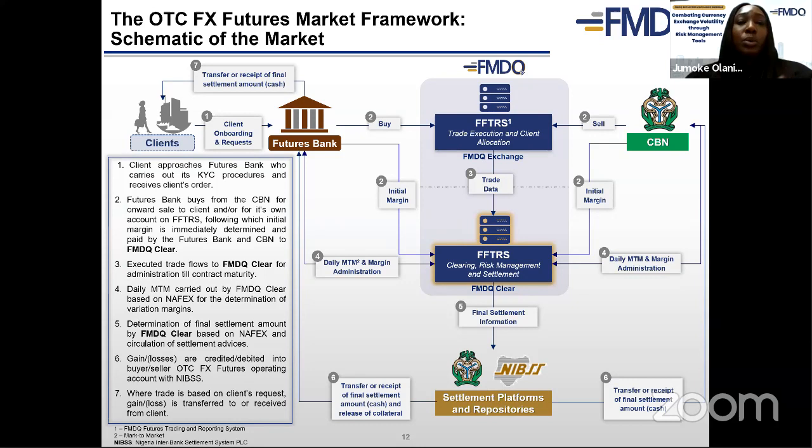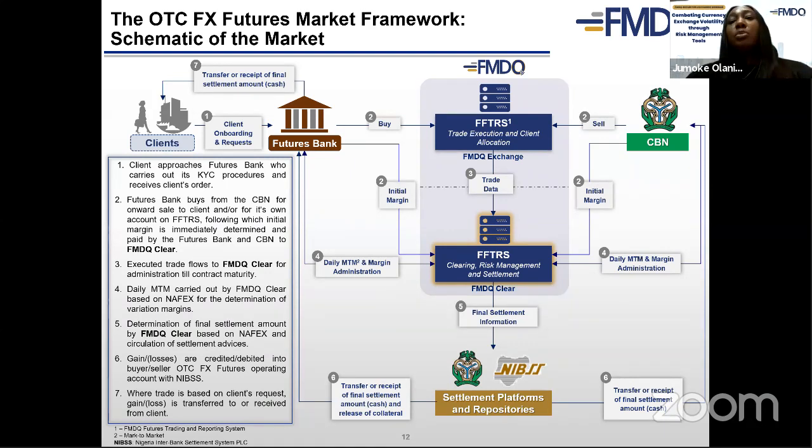Obviously, the starting point would be you have an FX risk exposure or future FX risk exposure, and you want to hedge it. So you will need to approach your bank, a futures bank, a dealing member bank, a bank that has been registered to participate in the OTC FX futures with FMDQ. The futures bank will purchase wholesale from the central bank. What do I mean by wholesale? The futures bank can buy an amount larger than just your figure. It may be a bulk of clients' transactions that they purchase. And then the futures bank will sell to you, the client, the portion that you have requested.